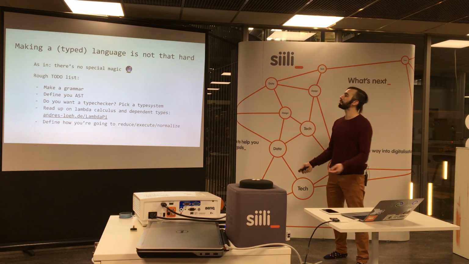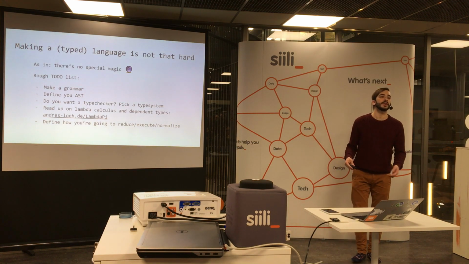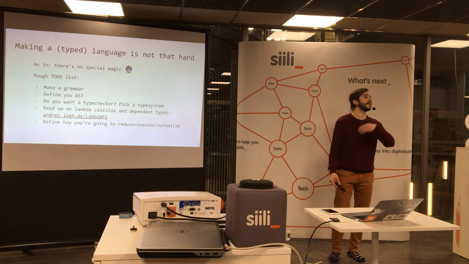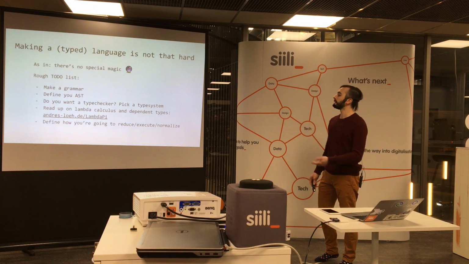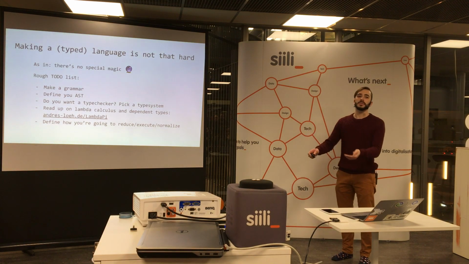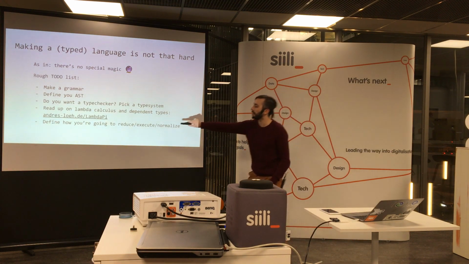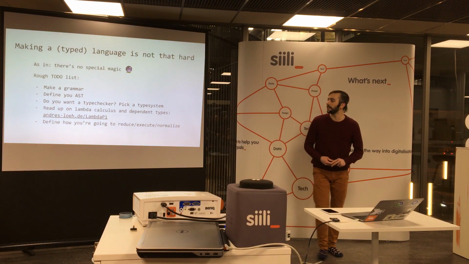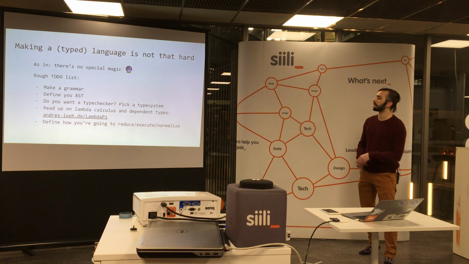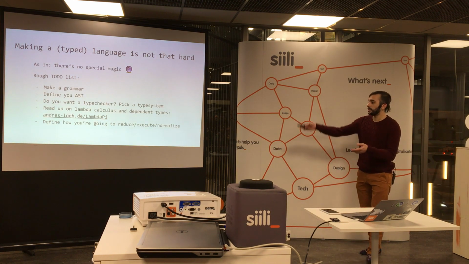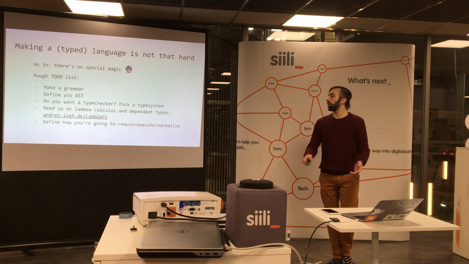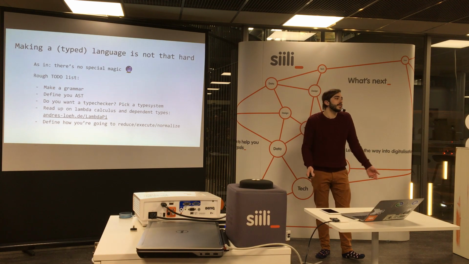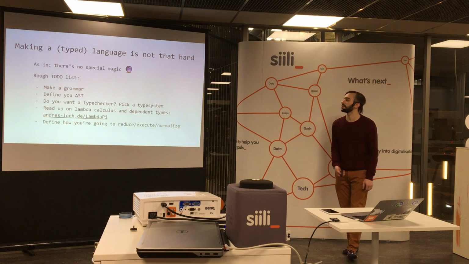And also, making a typed language is not that hard. There's no special magic. You take a parser, make a grammar, and define your AST: you're going to have if, variables, numbers, and so on. You want a type checker, so pick a type system. You can read a bunch about type systems. I really recommend starting from this one, a small implementation of a dependently typed language, from the lambda calculus. And then you just define how you're going to execute your thing. But most of the time you're going to start from lambda calculus anyway, so it's cool.